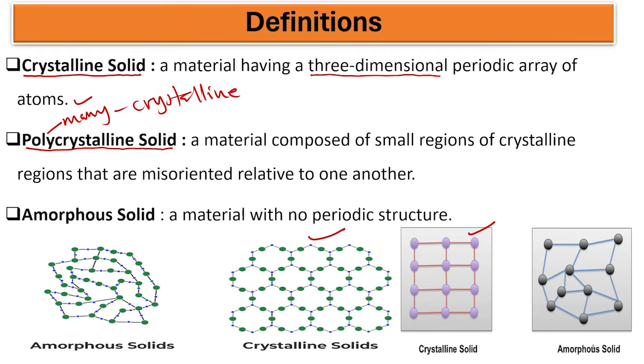Are we okay? And when we talk about amorphous solids, they are materials with no periodic structure. So when you check their structure, it is not well defined. Look at this image. It is not well what? Defined. They have irregular shapes.